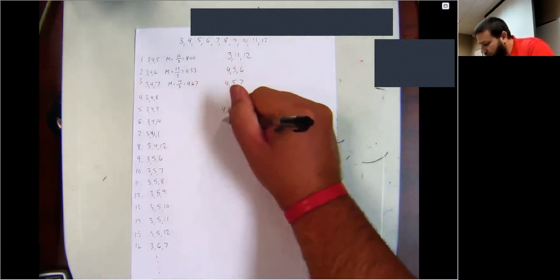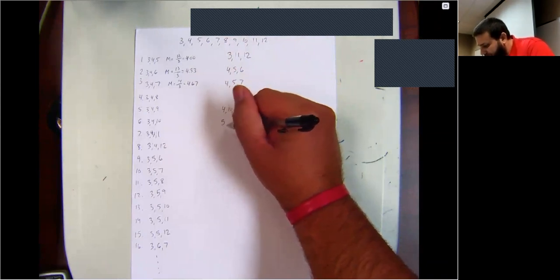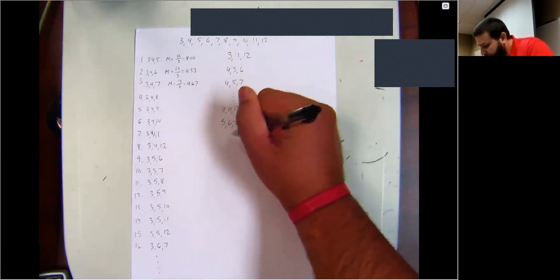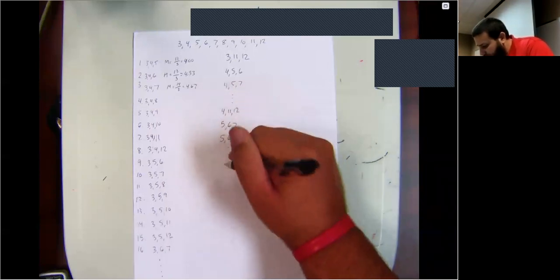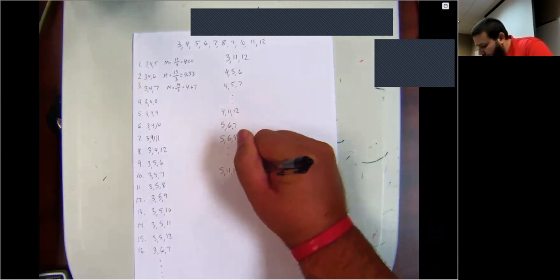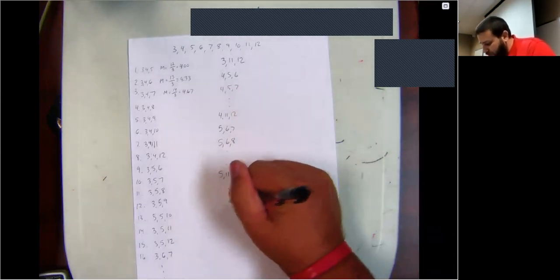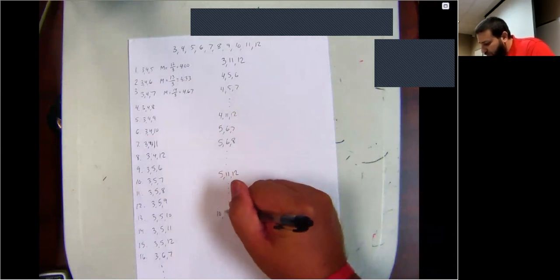And then we would do 5, 6, 7, 5, 6, 8, dot, dot, dot, down to 5, 11, 12, right? And you keep going that way. And the last one that you should get to, if you've done it correctly, your 120th sample should be 10, 11, 12. And that should be the last one.